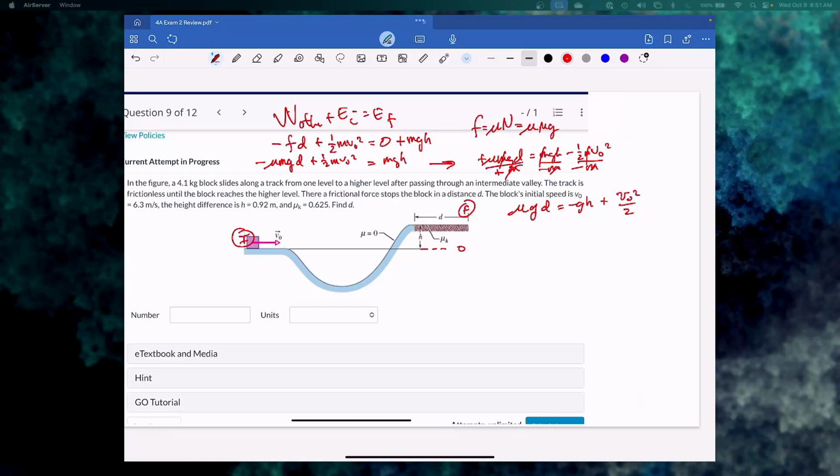I don't know why. All right, so let's see here. Divide both sides by mu times g. D is equal to v naught squared over 2 mu g minus h over mu. No, I won't do the numbers, but that's what it is.